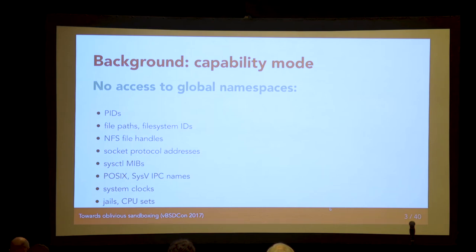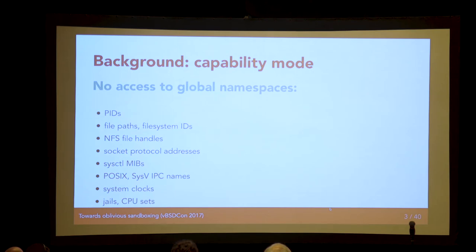Okay, so Capsicum has two main components that we need to talk about, and all this is kind of background to where we're going, but first we need to know what Capsicum is. There are two main things we need to know about Capsicum. One is capability mode, and the second thing is capabilities. Okay, so what is capability mode?